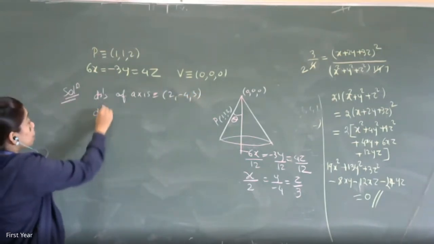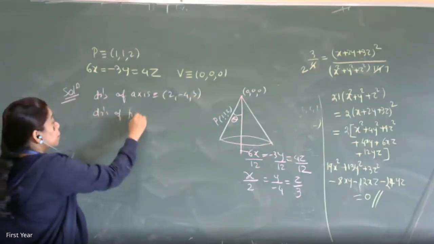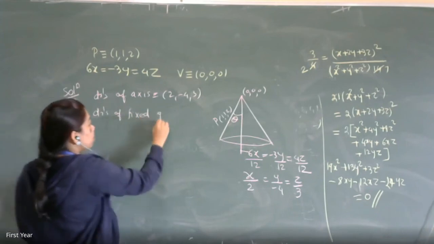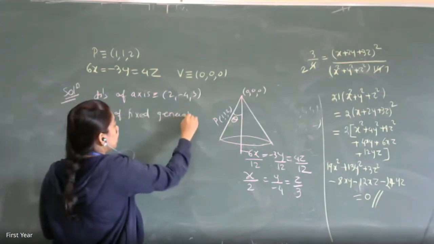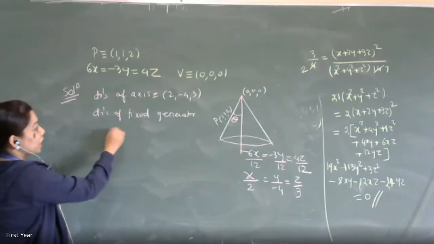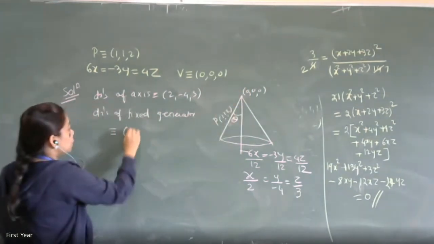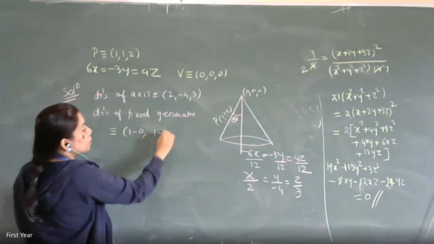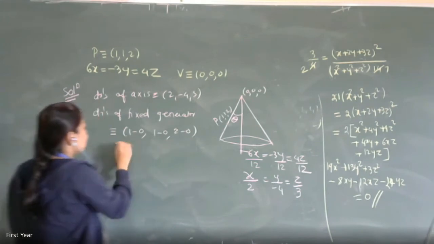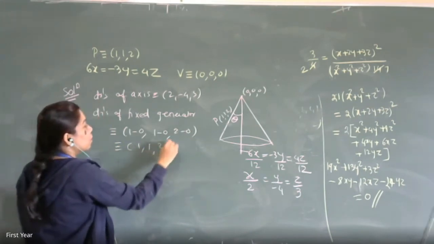Then direction ratios of fixed generator. What is the meaning of fixed generator? This is the line which is passed from the origin to the fixed point P. So what are the direction ratios? Subtraction of the coordinates, P minus 0, that is 1 minus 0, then 1 minus 0, and 2 minus 0. That is directly 1 comma 1 comma 2.